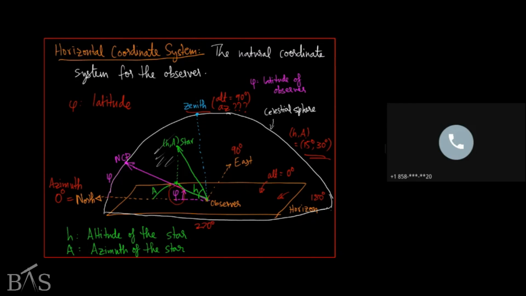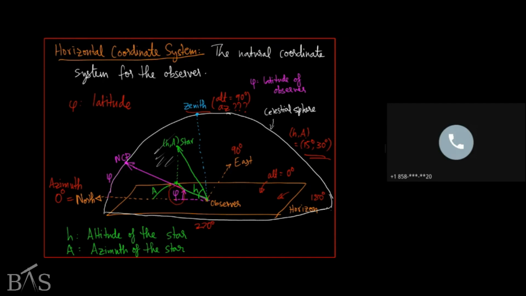Hello. Yes. Sir, can you please explain this coordinate system once again? I'm a little bit confused. The horizontal coordinate system? This one. Yeah, okay. So let's back up and say the alt azimuth coordinate system is the one that is most natural to you when you are seeing the sky.